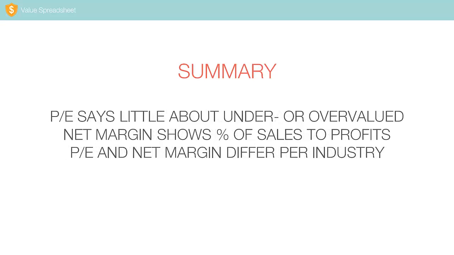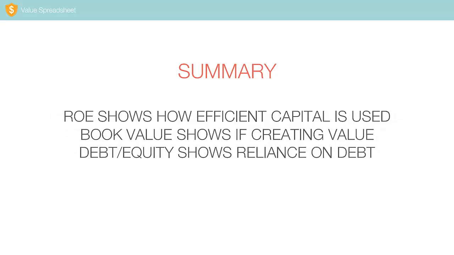PE in itself does not say much about whether or not a company is undervalued with respect to its intrinsic value. The net margin tells you what percentage of total sales is translated into bottom-line profits. Both PE and net margin differ greatly per industry, which makes them unsuitable to compare companies across industries. Return on equity shows you how much net income a company earns per dollar of equity, or in other words, how efficiently a company uses its equity to generate profits. While book value is often inaccurate, the growth of book value per share over time gives you a general sense of whether a company is creating value or destroying value.